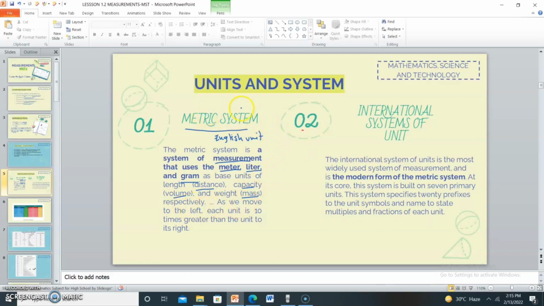On the other hand, the metric system evolved into the International System of Units or SI units. The International System of Units is the most widely used system of measurement and the modern form of the metric system. At its core, the system is built of 7 primary units, and the system specifies 20 prefixes to the unit symbols and names to state multiples and fractions of each unit.